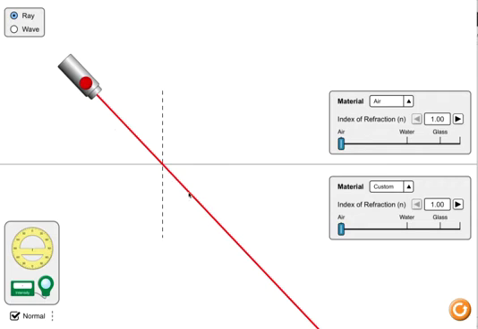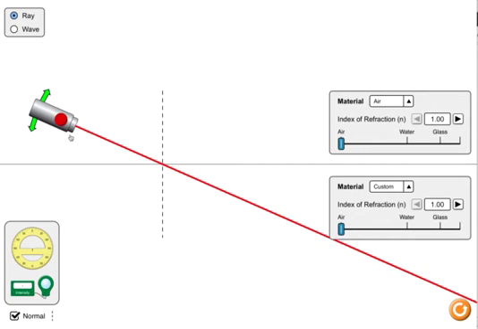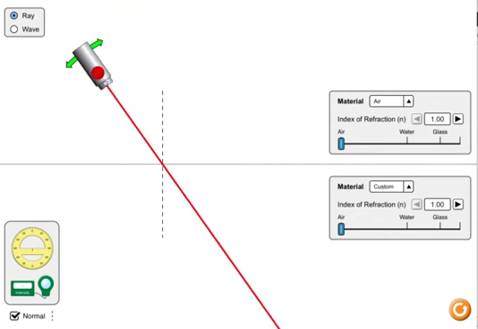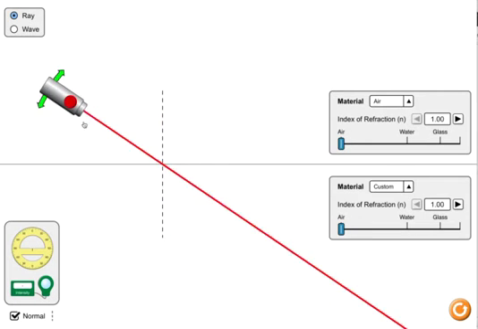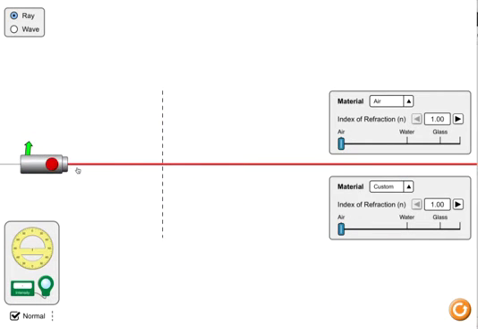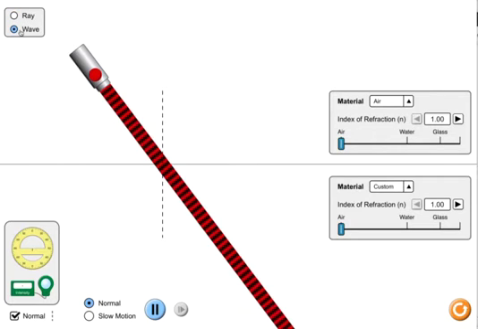The ray coming straight out. And you can change the angle by just dragging the source around. This is directly perpendicular, and this is parallel with the surface. Okay. You can change from a ray to a light to a wave, so you can see the wave fronts there.